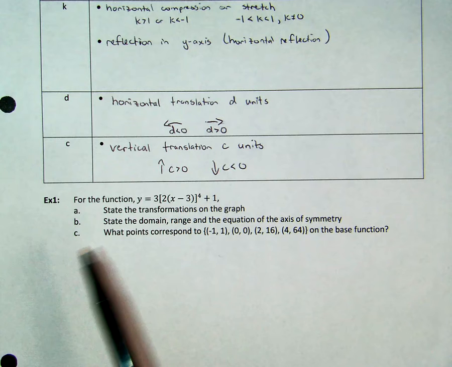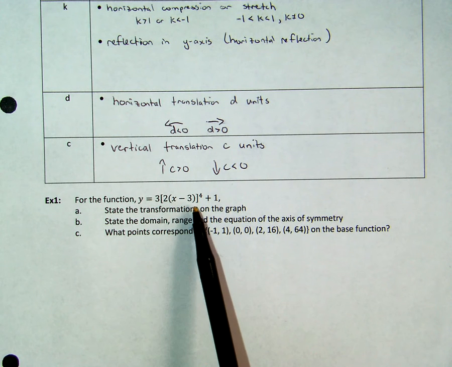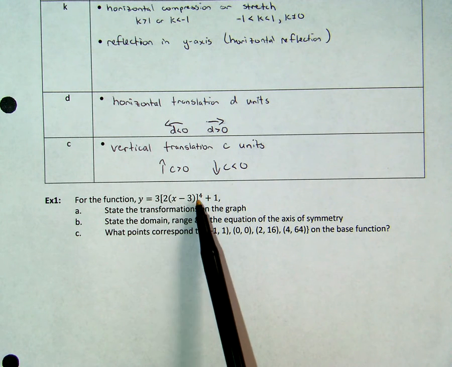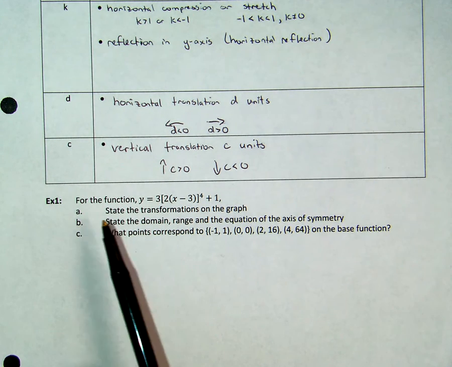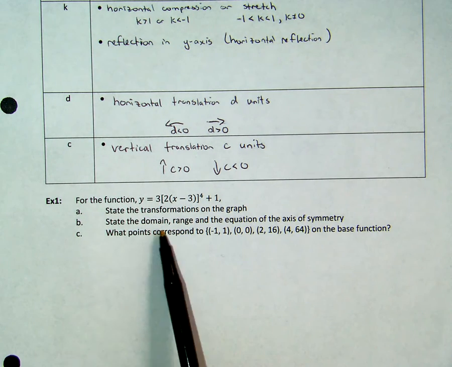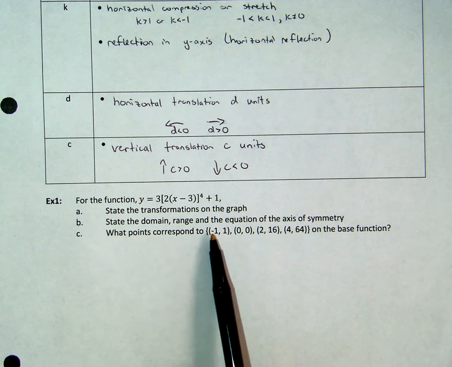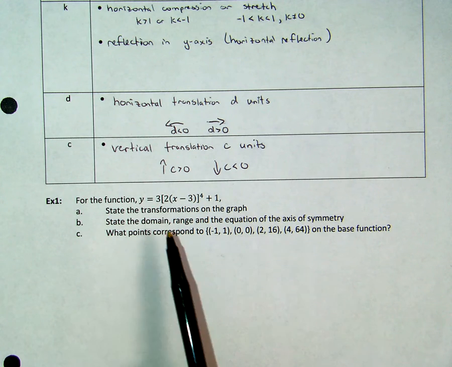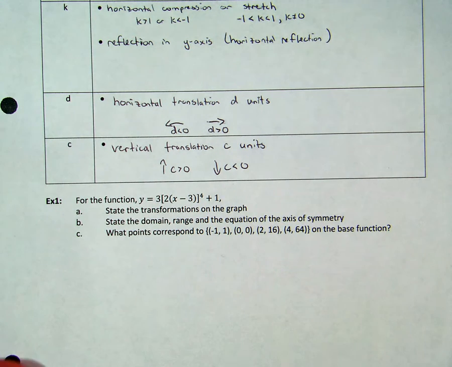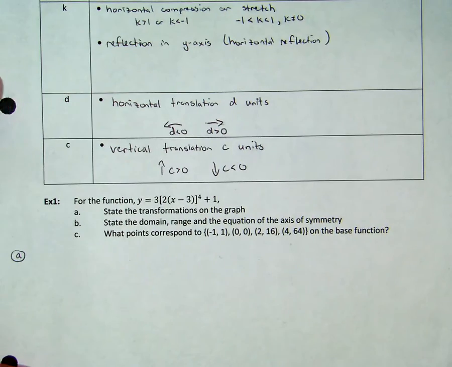So we've got a function y equals 3 bracket 2 bracket x minus 3 close bracket to the power 4, so it's a power function, plus 1. On our power function, we're going to state the transformations, the domain, range, and the equation of the axis of symmetry, and what points are going to correspond to these. So this might be new, although I think you would have done it last year. So let's start by stating the transformations on the graph.